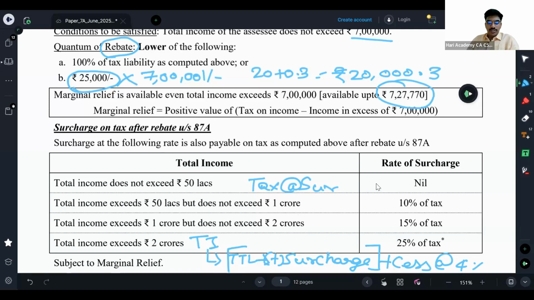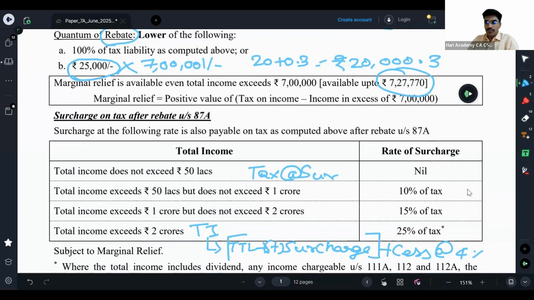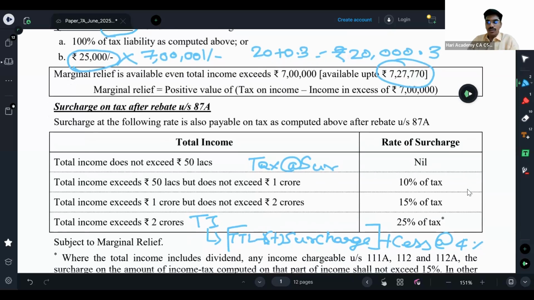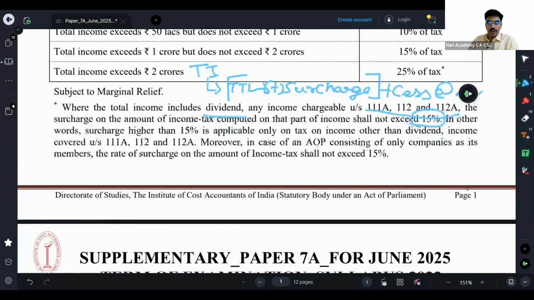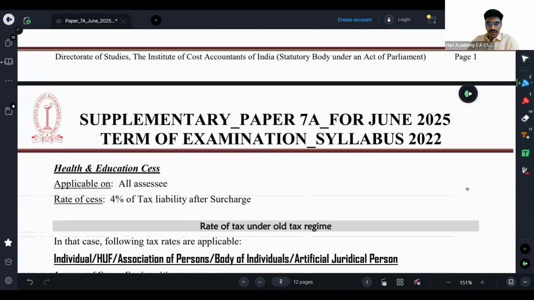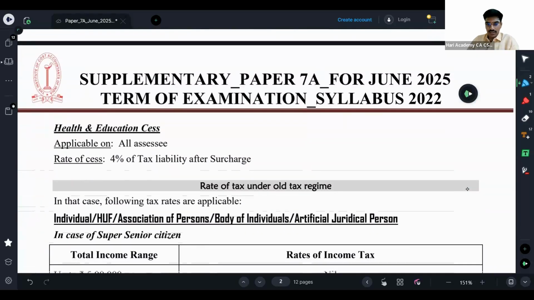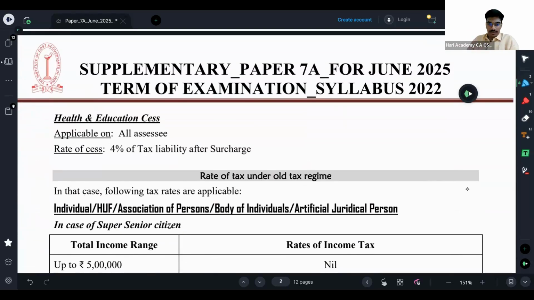Okay. So if you see the rates of surcharge, till 50 lakhs, there is no surcharge. From 50 lakhs to 1 crore, your surcharge is going to be 10%. 1 crore to 2 crore, surcharge is 15%. More than 2 crore, it is 25%. What you have to note here is for all income, including dividend, 111A, 112 and 112A, the surcharge shall not exceed 15%. Okay. That is one point which we have to remember. This may be tested in MCQs. Next is health and education cess. We have already seen this. This is in relation to the new tax regime.